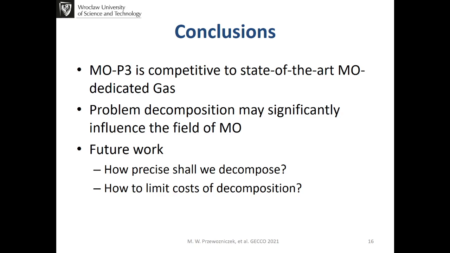The problem decomposition actually may significantly influence the field of multi-objective optimization, and our main future work directions are to answer the main questions. How precisely shall we decompose? For how many single objective problems shall we get the decomposition information? And how to limit the costs of decomposition?